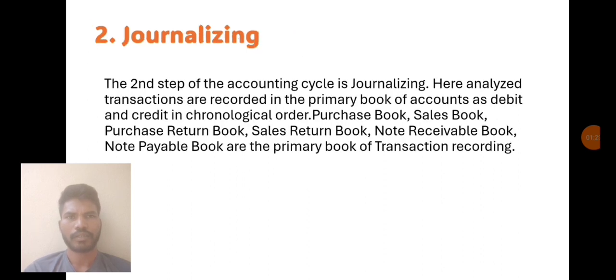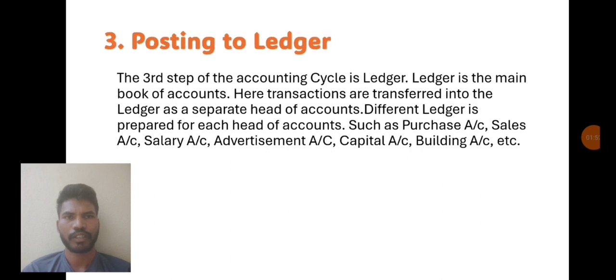The second one is journalizing. The second step of the accounting cycle is journalizing. Here the analyzed transactions are recorded in the primary books of accounts as debit and credit in chronological order. Purchase book, sales book, purchase return book, sales return book, notes receivable book, and notes payable book are the primary books of transaction recording.